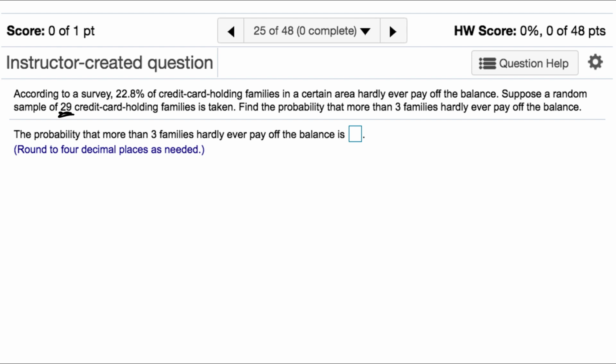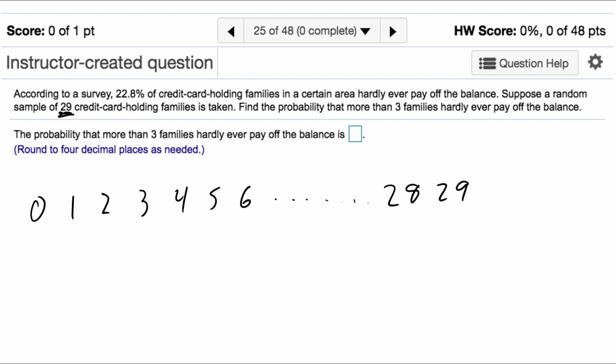So the possible outcomes here, if you sample 29 credit card holding families and find out if they hardly ever pay off the balance, then there could be 0 that hardly ever pay off the balance. It could be 1, it could be 2, it could be 3, it could be 4, it could be 5, it could be 6, so forth and so on. It could be 28, it could be 29, and that's it, because we're only looking at 29 families. So somewhere between 0 and 29 of them hardly ever pay off the balance.